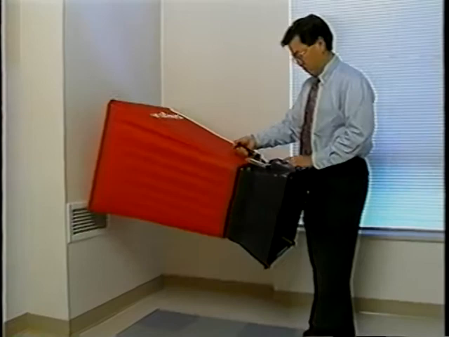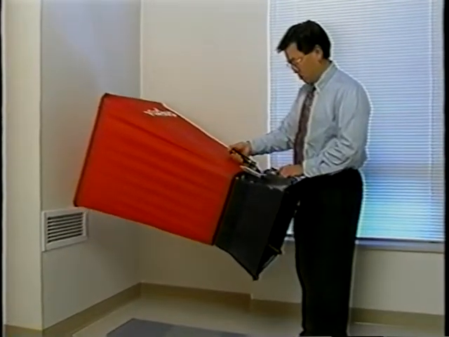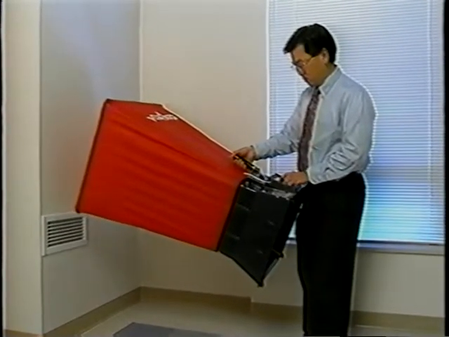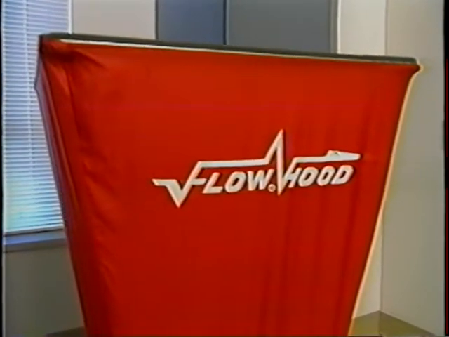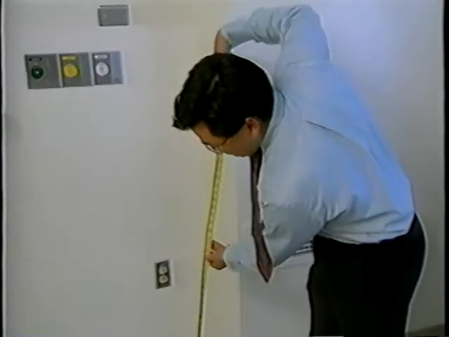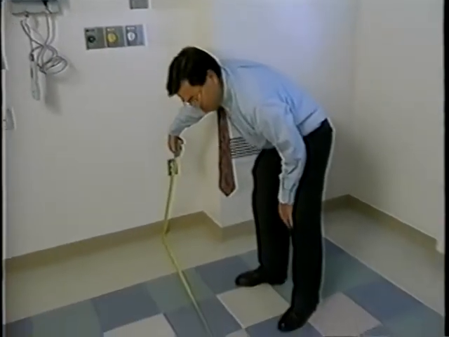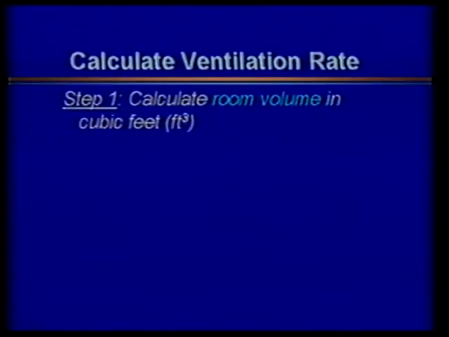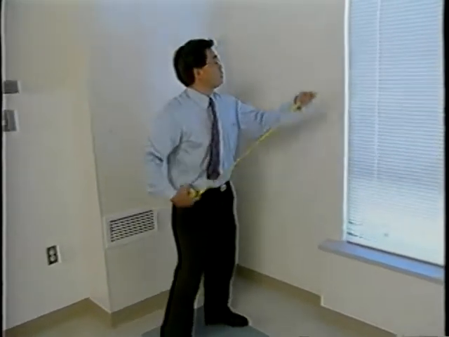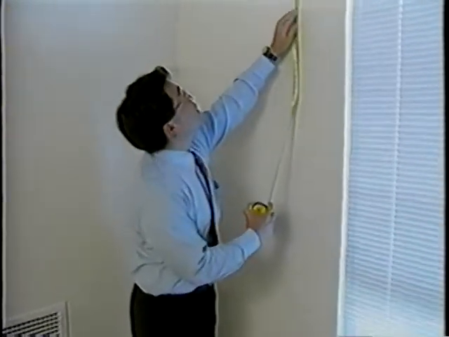To find out the number of ACH provided by a ventilation system, you'll need two pieces of equipment, a flow hood to measure the airflow and a tape measure to measure the room dimensions. The first step is to calculate the room volume in cubic feet. The tape measure is used to measure room dimensions. These dimensions are used to calculate the room volume.